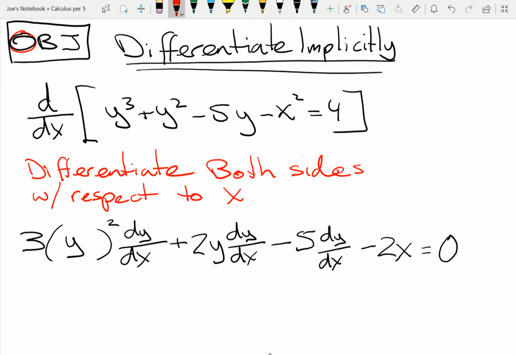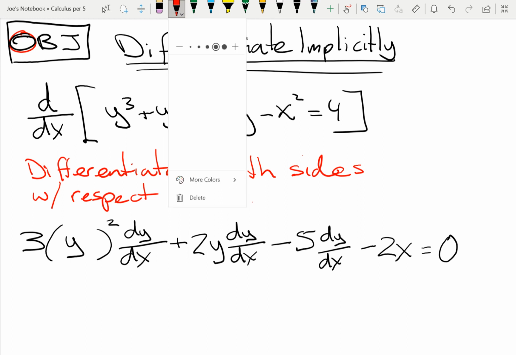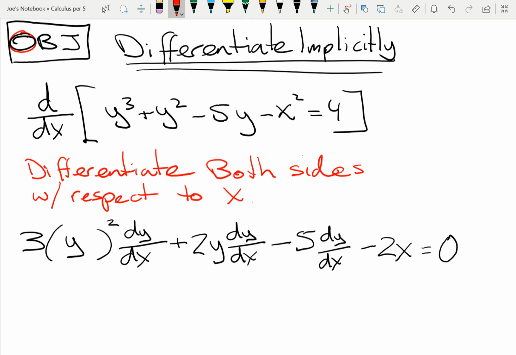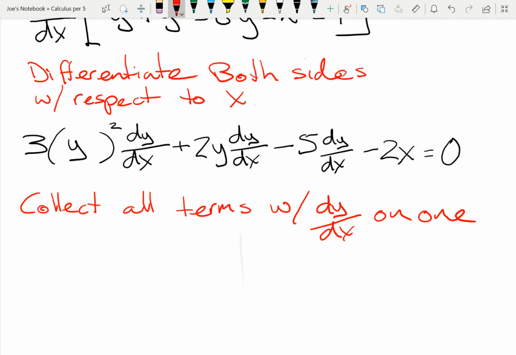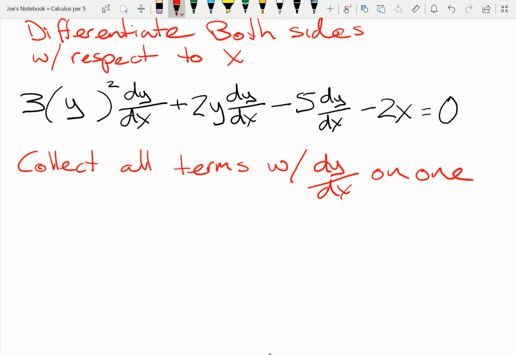So the next thing to do, we're going to put that in red. We're going to collect all terms with dy/dx on one side. Move everything else away.